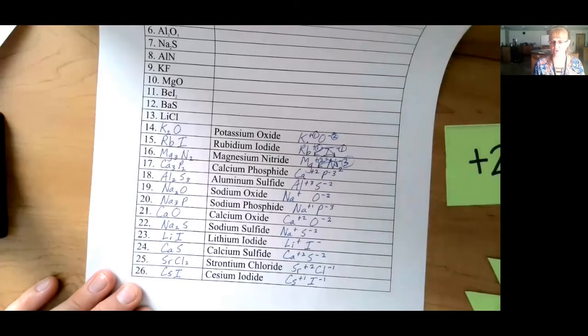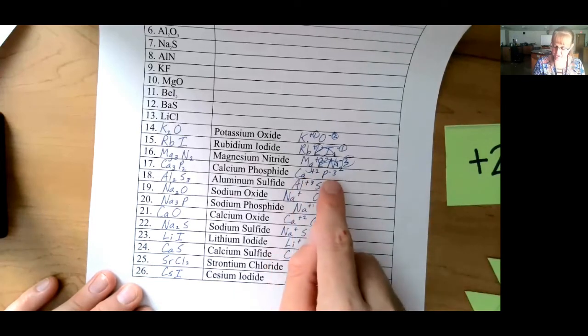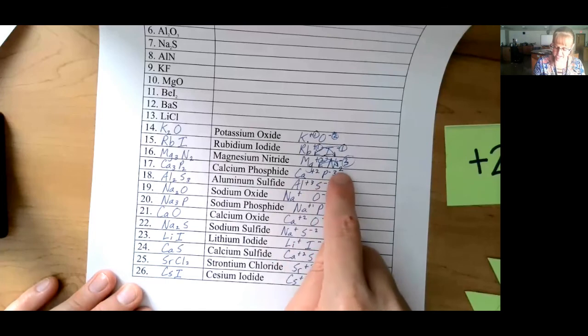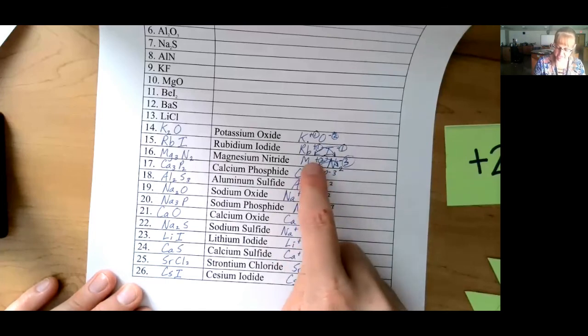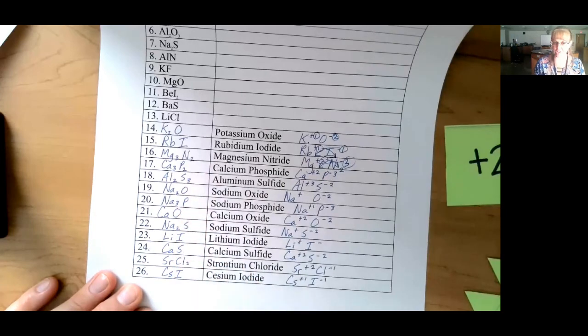Here are the answers to your worksheet. Notice calcium has a positive 2, phosphide has a negative 3. Take the 3, put it on the calcium, take the 2, put it on the phosphide. No charges. Make sure every single one of these does not have any charges in your answer. All the numbers should be subscripts down at the bottom.